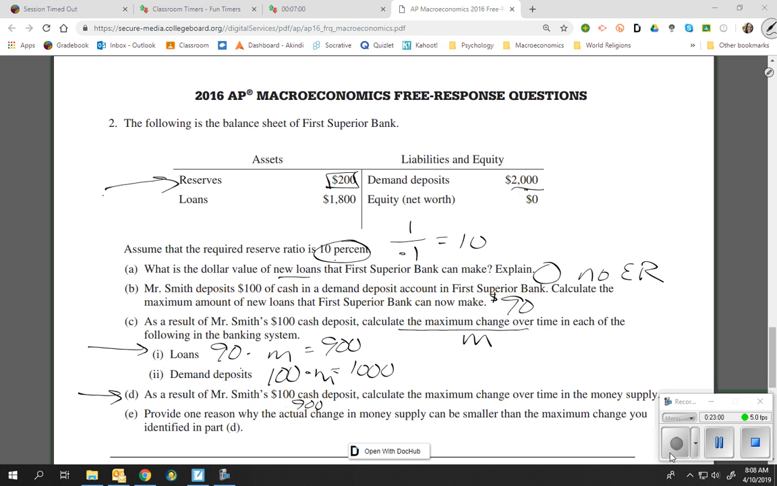And then E says, provide one reason why the actual change in money supply is smaller than that $900. What if they don't loan it all out? That's it. Only if they loan out $90 do they have $900. What if they only loan out $85 or $89? Then they're not going to have the $900. It would be like 85 times 10, which is less.